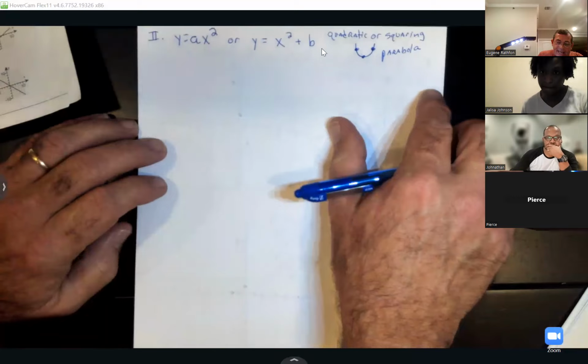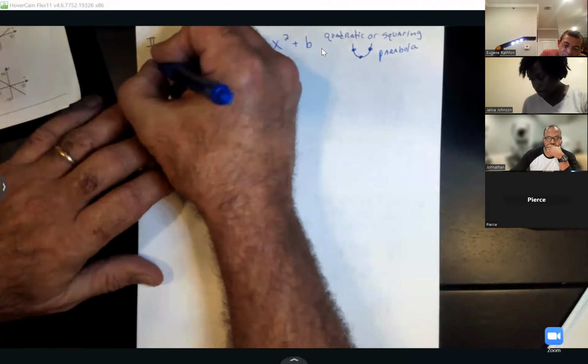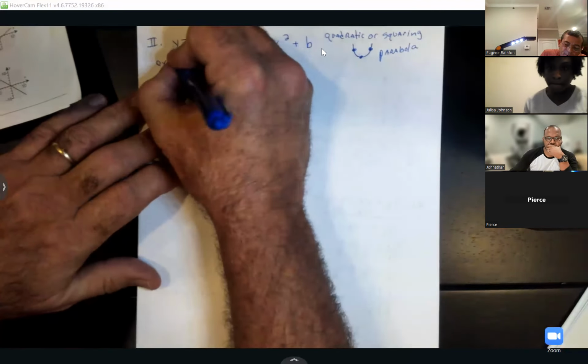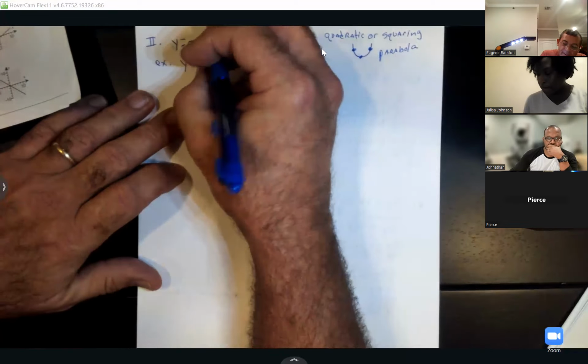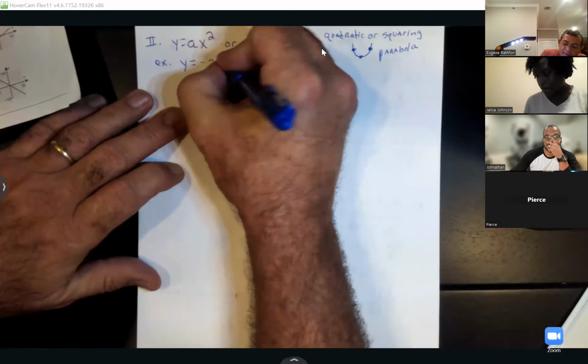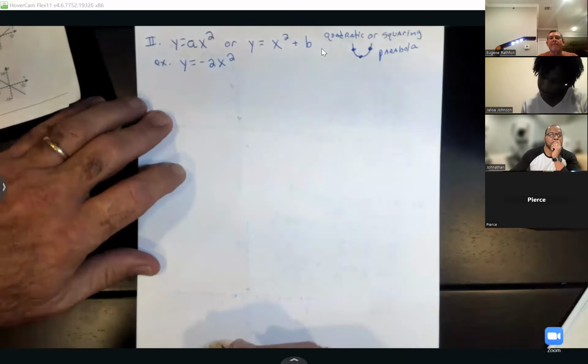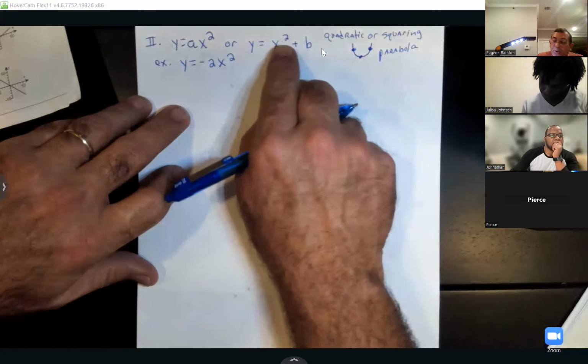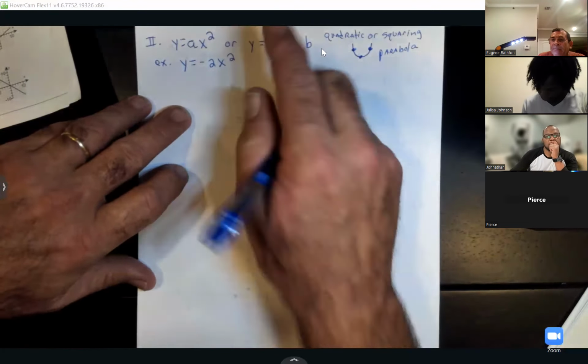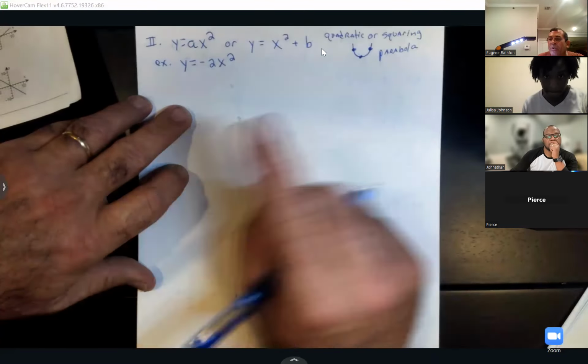So let's do an example of these. Let's try y equals -2 x squared. Now, when you're doing these x squared graphs, there's 3 numbers you're going to use every time.